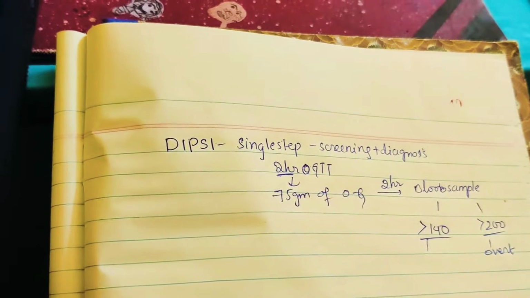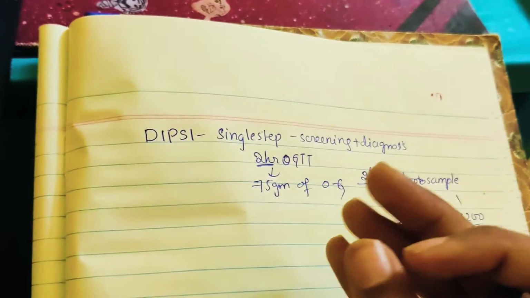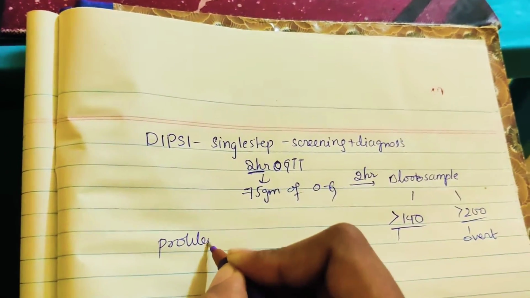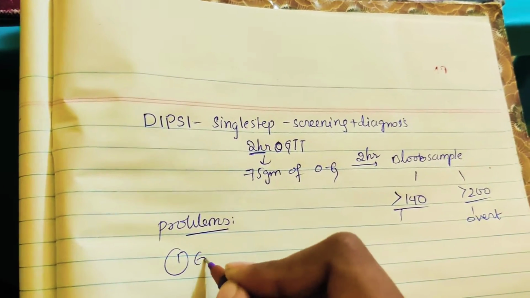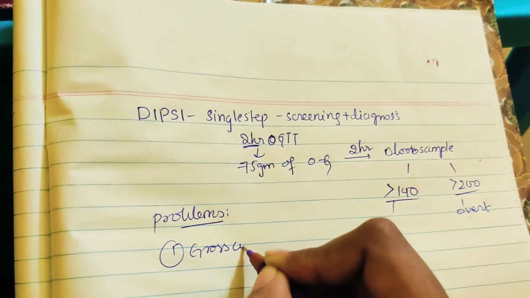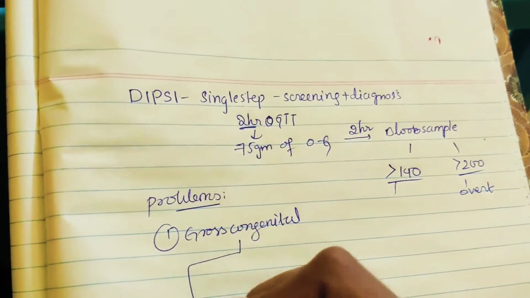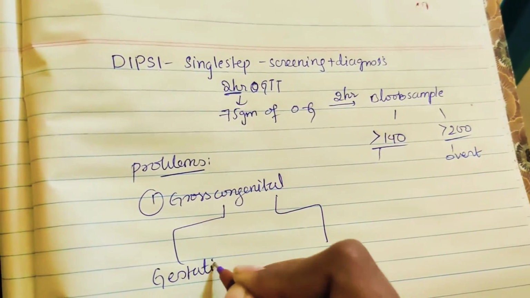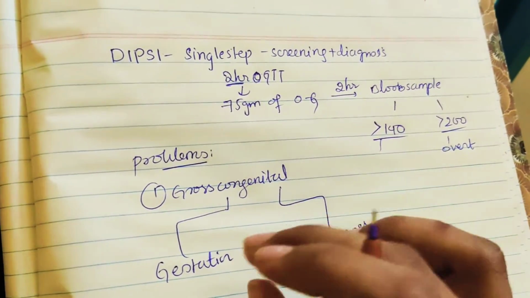Okay, so now coming to problems with diabetic pregnancy. Now we have understood how to test for it. So what are the problems because of diabetes? If the mother has diabetes, the first problem is gross congenital anomalies. There will be some congenital anomalies in the fetus. They are also divided into two types, according to gestational and pre-gestational. So what is seen in pre-gestational and gestational?